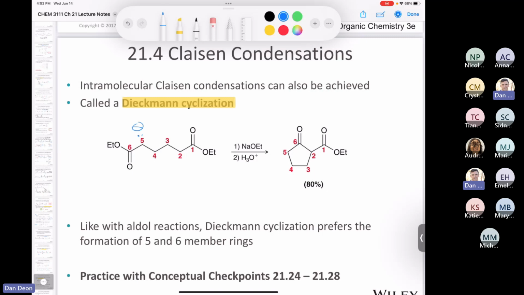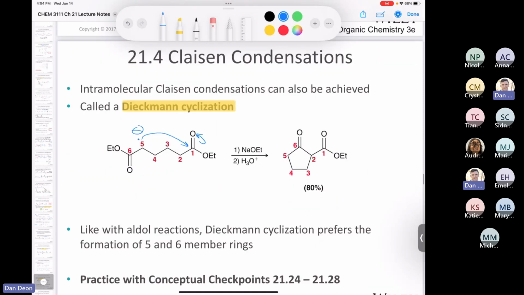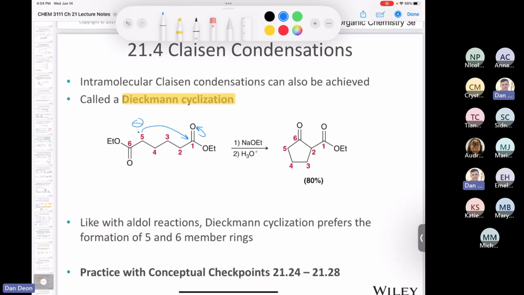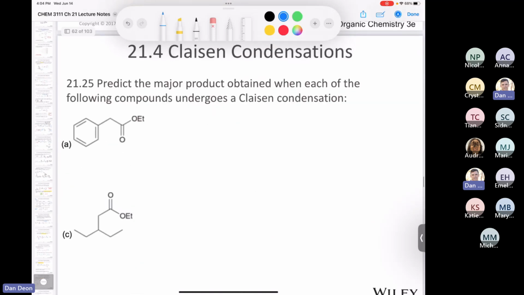Anyhow, so you can imagine that what you do here is you form your enolate, right? And then it's just going to do a nucleophilic acyl substitution here. And we're going to get some practice on this mechanism during the next class. So with also the last point says, like aldol reactions, Dieckmann cyclization, what's going to preferentially be formed? 5-membered rings or 6-membered rings, right? Those are the main rings that we want to form in organic chemistry. So with that in mind, let's see if we can draw the products of a Claisen reaction here.